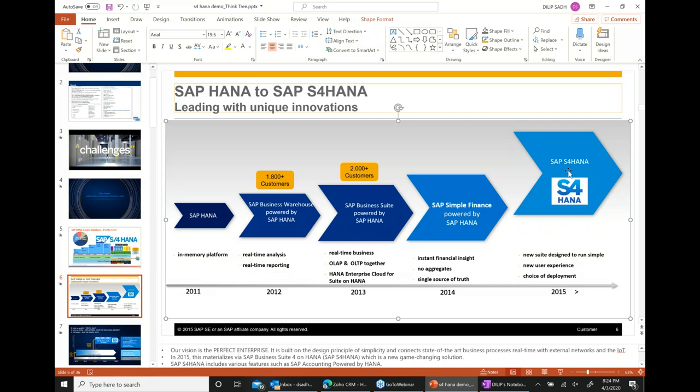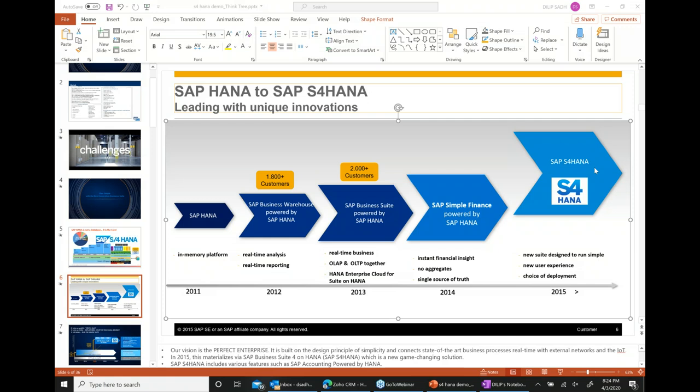Okay. Why did SAP come up with SAP S/4HANA? What were the reasons for it? That is what we're going to discuss. In fact, in our conversation, we'll cover what SAP S/4HANA can do, what kind of functions it supports, and so on. So we'll talk about that.